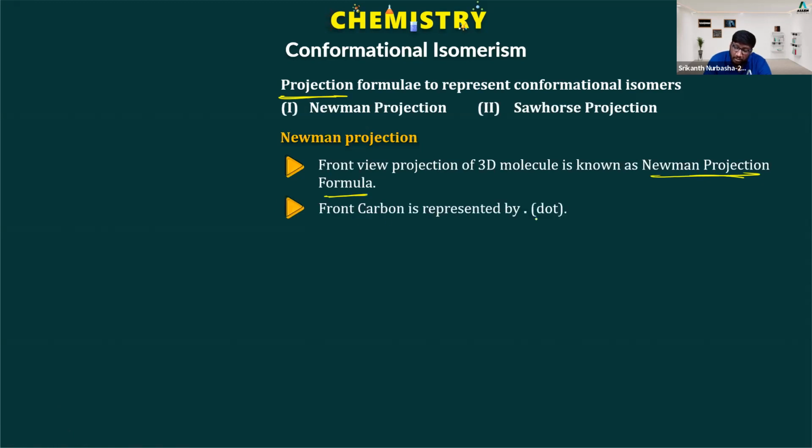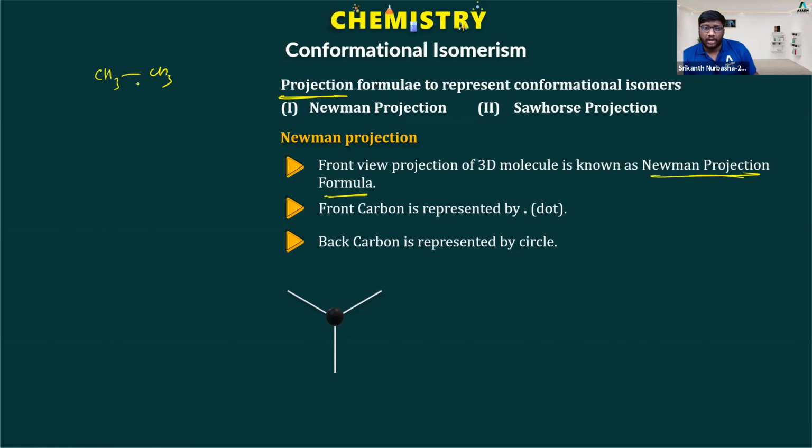The front carbon is represented by a dot and the back carbon is represented by a circle. If you look at this particular molecule, this is carbon, CH3, a single bond, and CH3. Now this is your carbon, this is your carbon. I am looking at this molecule from the front direction like this. For me, this particular carbon is visible. For me, the back carbon is not visible. The front carbon which is visible to me is a dot.